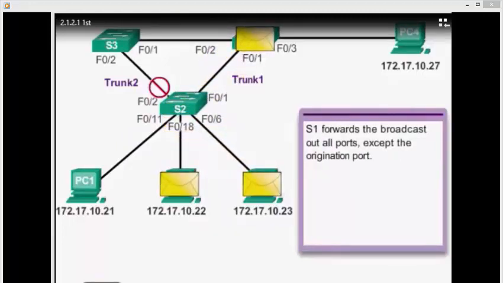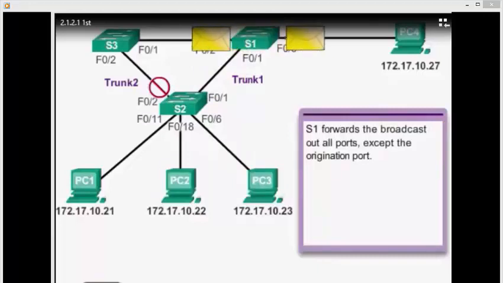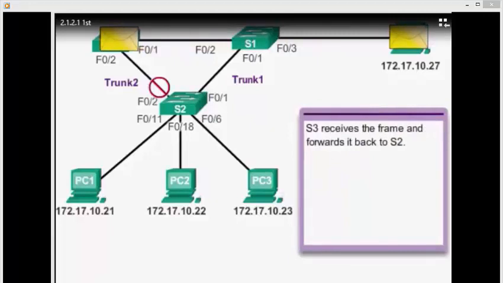Now S1 forwards the broadcast out all ports except the originating port, and S3 receives the frame and forwards it.